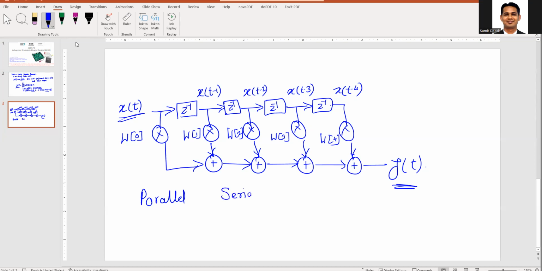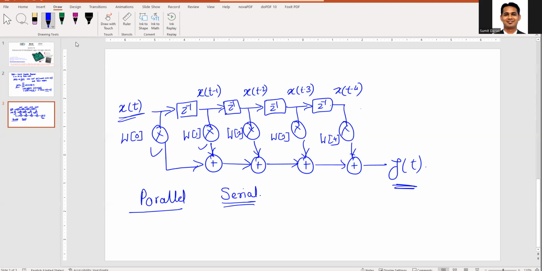Then the serial filter. In the serial filter, you use only one multiplier, and you do this operation sequentially. So this is the serial way. You will need fewer resources, but it will be slower. In parallel, you need more resources, but it will be faster in execution. Then another thing is, in addition to the MAC operation, you need a shift register to store the previous values of the input.